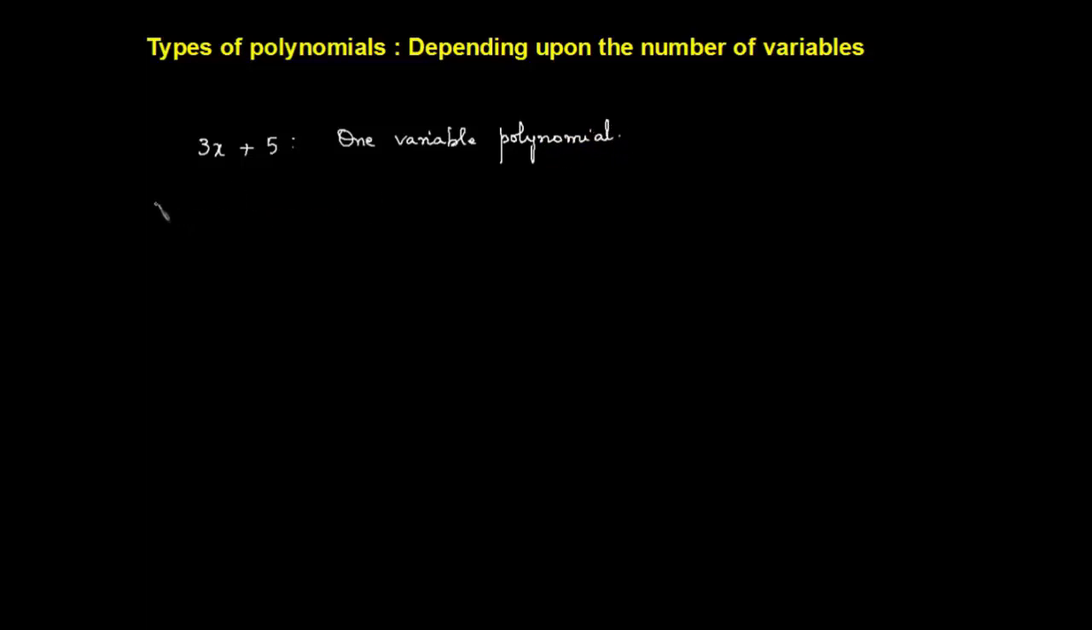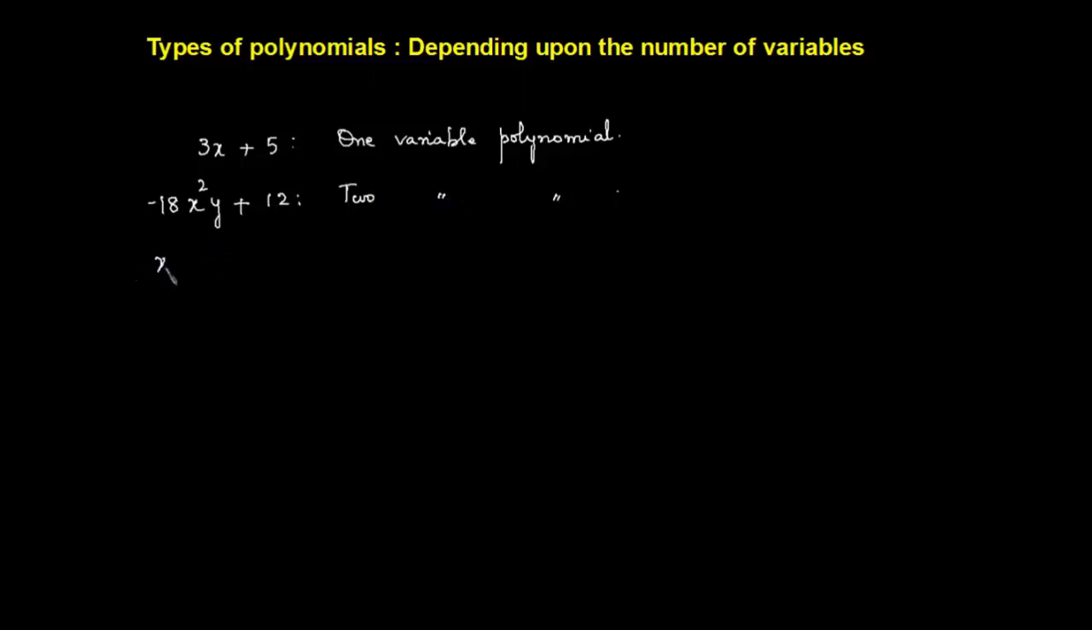Consider minus 18x square y plus 12. Now, how many variables do you find? You find the variable x and the variable y. Therefore, this is a polynomial in 2 variables. So, it is a 2 variable polynomial, or it is a polynomial in 2 variables.